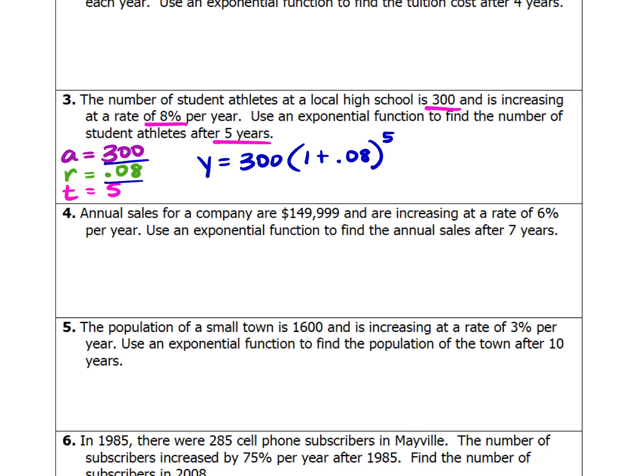So you're going to plug in 300 parentheses 1 plus, and then I saw several of these too. 0.08 and 0.8 are not the same thing. So just make sure you're doing 0.08 parentheses to the 5th power. And then tell me what number you get when you plug that in.